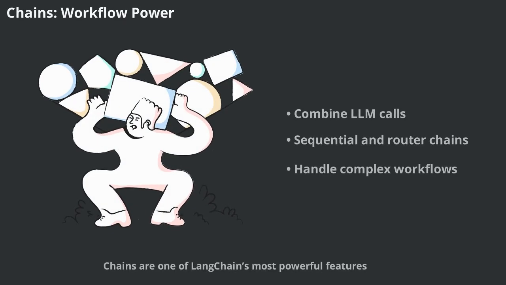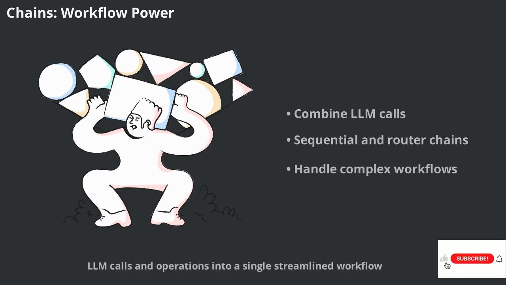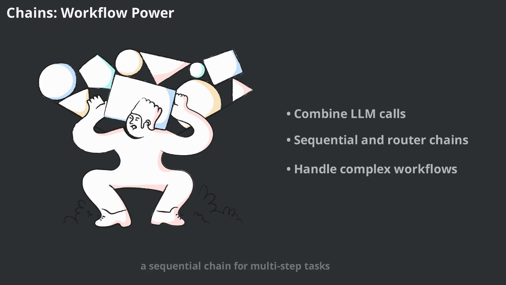Chains are one of LangChain's most powerful features. They allow you to combine multiple LLM calls and operations into a single, streamlined workflow. Whether you need a basic LLM chain with a prompt and model, a sequential chain for multi-step tasks, or a router chain to choose between different workflows, LangChain has you covered. Chains make it easy to build complex processes like document analysis, multi-step reasoning, and conditional logic, all with minimal code.